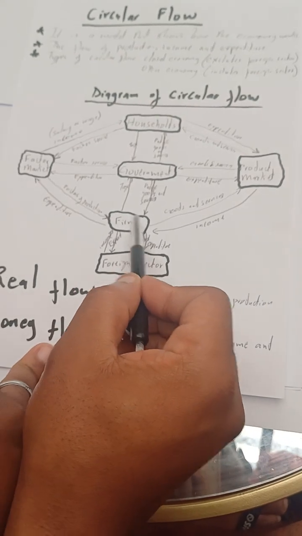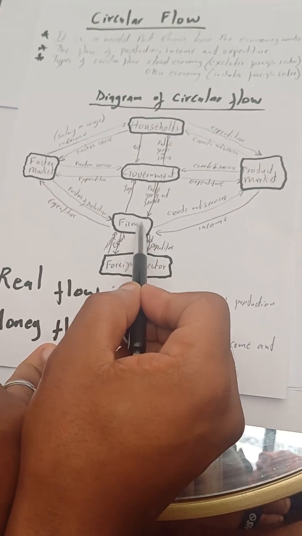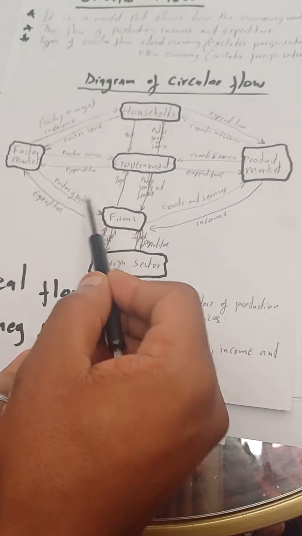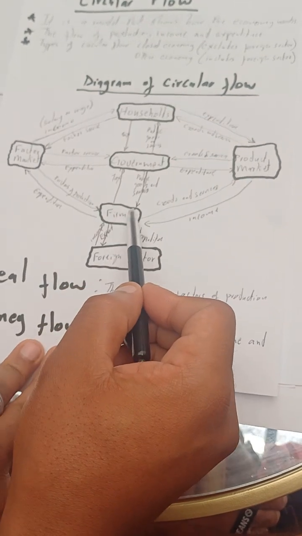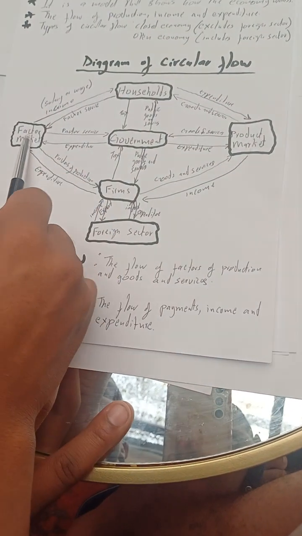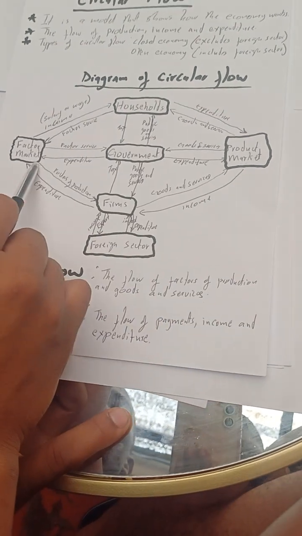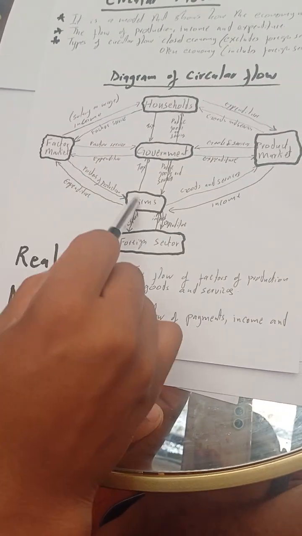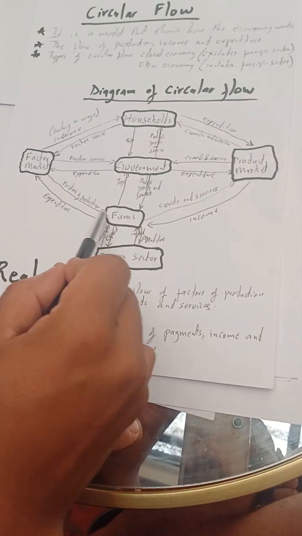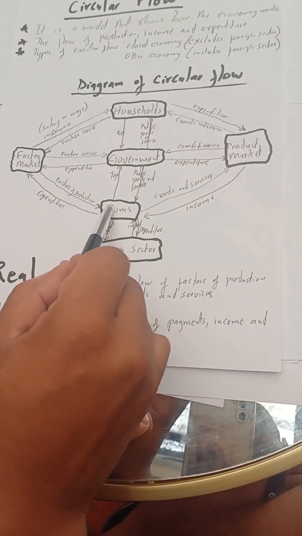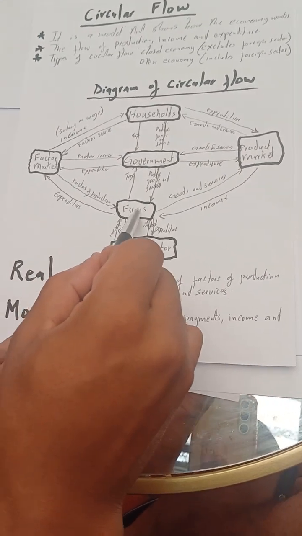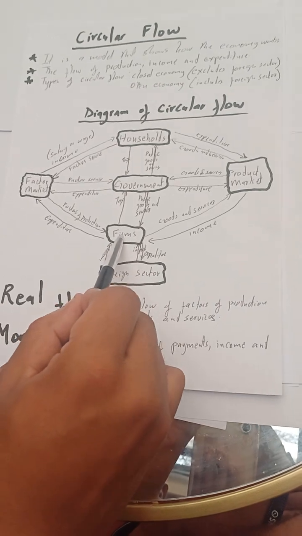But for them to be able to produce those goods and services, they need to have the factors of production, which is now they have to go to the factor market and purchase the factors of production. As you can see, the arrow from the factor market to the firms, which is now they have received the factors of production, meaning now they are able to produce the goods and services.